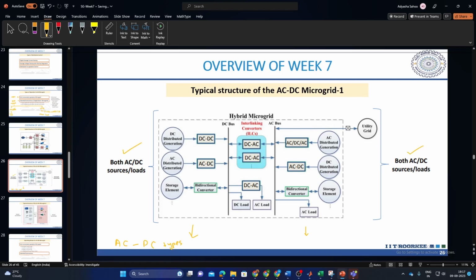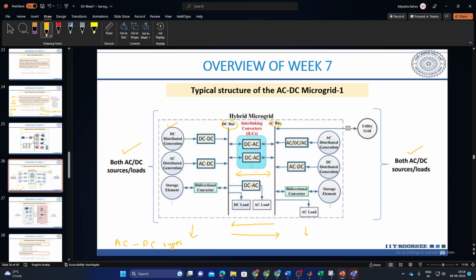So we have two types of structures for this microgrid. The first one is where we have large sources of both AC and DC types, so we cannot segregate them. Here, both the sources and loads are of AC and DC type. We have two buses here, one a DC bus and one an AC bus. When we have a DC distributed generator, we have a DC-DC converter. For the AC source, we convert it to DC to connect it to the DC bus, and the storage is obviously bidirectional for charging or discharging. That's why the bidirectional signs are here.